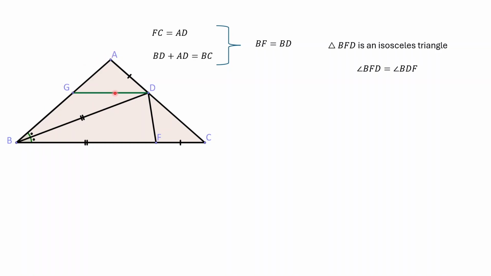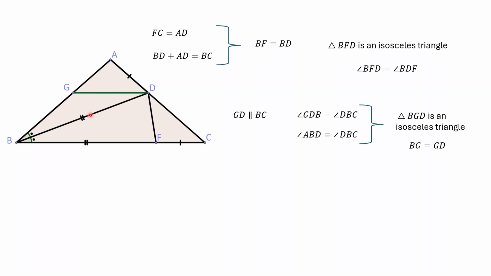Okay. Because this one is parallel with BC, we know that this angle is equal to this angle. And since BD is the bisector, we know that this angle is equal to this angle. Therefore, these two will be equal. That means GD is equal to GB. So these two sides are equal. This is what I have written here. These two are equal.